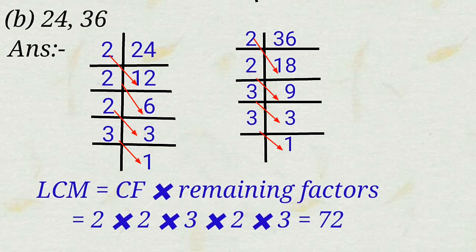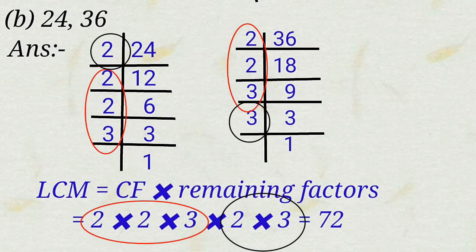Here 36. 36 divided by 2 gives us 18. 18 divided by 2 gives us 9. 9 divided by 3 gives us 3. And 3 divided by 3 gives us 1 at the bottom. So here we have common factors 2 multiply 2 multiply 3, right, and remaining factors are 2 multiply 3. So multiplication is 2 multiply 2 multiply 3 multiply 2 multiply 3 gives us 72 answer.